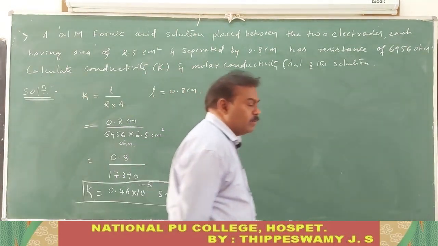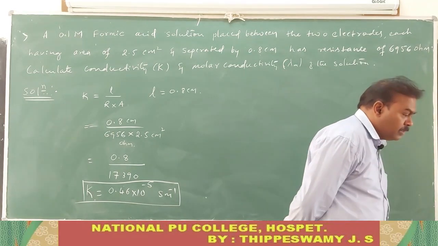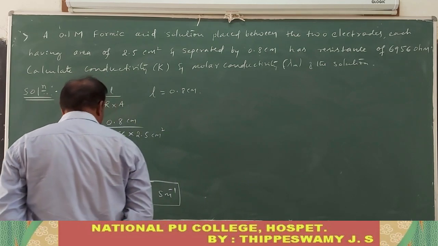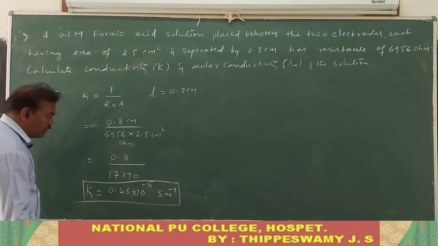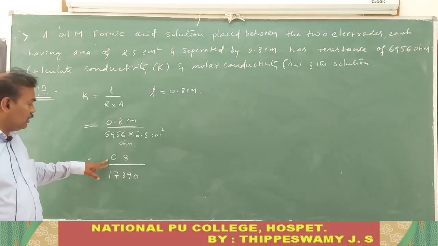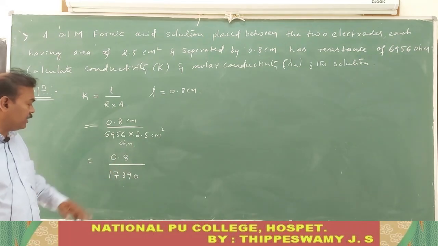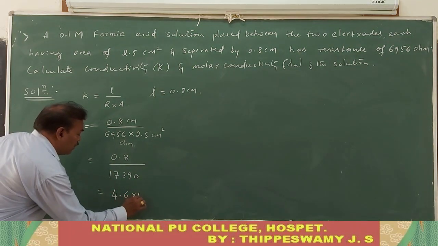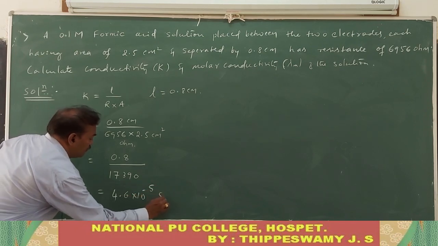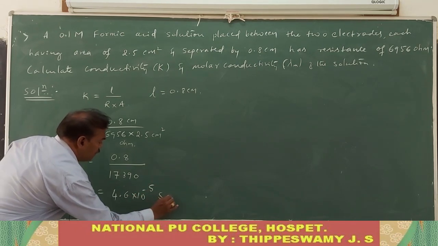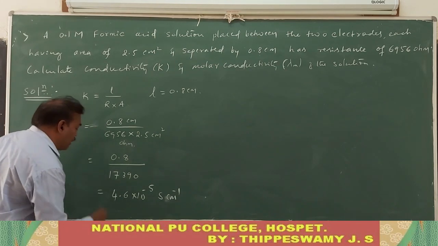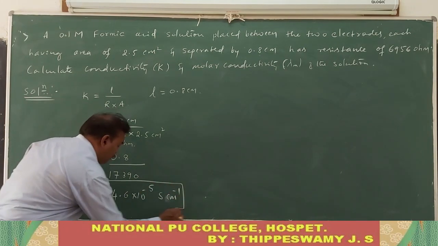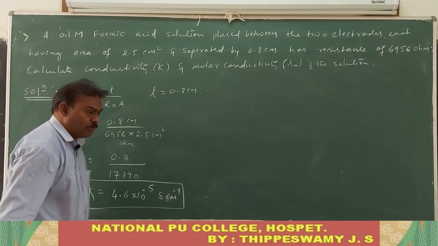And one more question will be there. Or else here the value of the answer will be like this. You can write, on simplification of this one, 0.8 by 17390, we get the value 4.6 into 10 to the power minus 5 Siemens per centimeter. Siemens per centimeter is the value of K only.